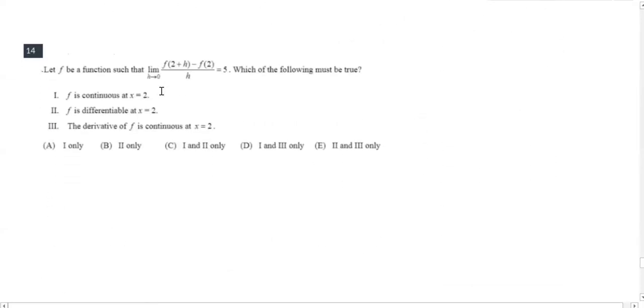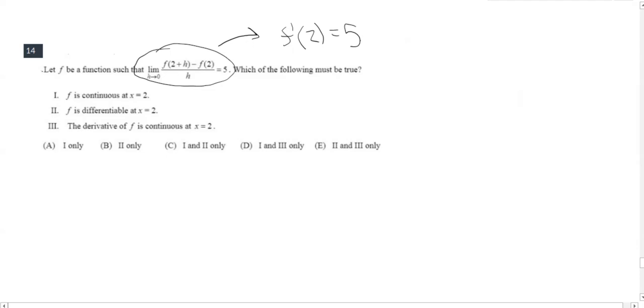Let f be the function such that we have this limit here. Which of the following must be true? F is continuous, f is differentiable, the derivative is continuous. So notice that this is the limit definition of the derivative of f for when x equals 2. What this statement is really saying is that f prime of 2 equals 5.